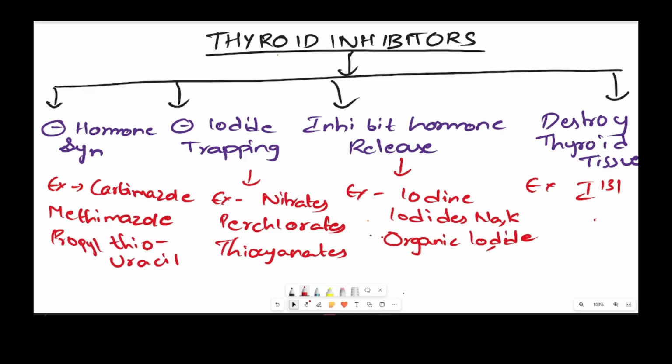So that's it. Thyroid inhibitors are just pro-meth to stop making hormones, nitrates, perchlorates, and thiocyanates to block the iodide entry, iodine and its gang to stop the hormone release, and finally the radioactive iodide to finish the thyroid gland completely. See, simple. Now you can answer this question without any confusion.